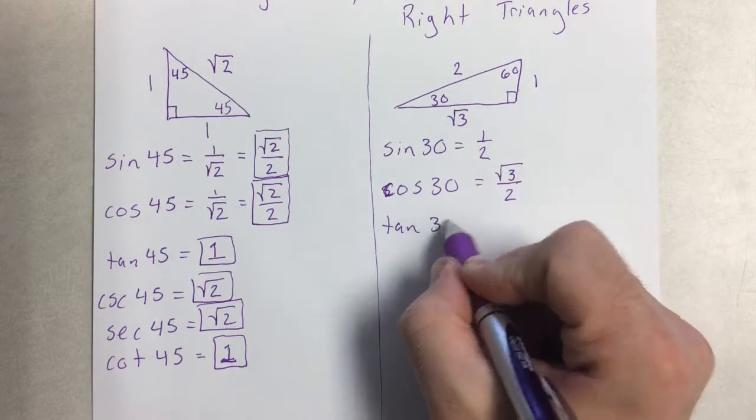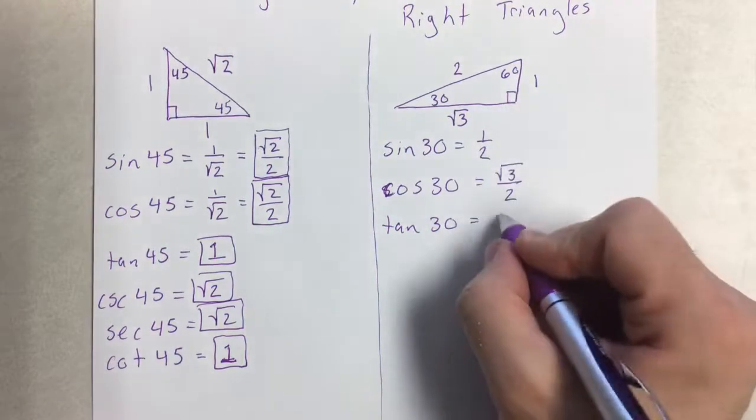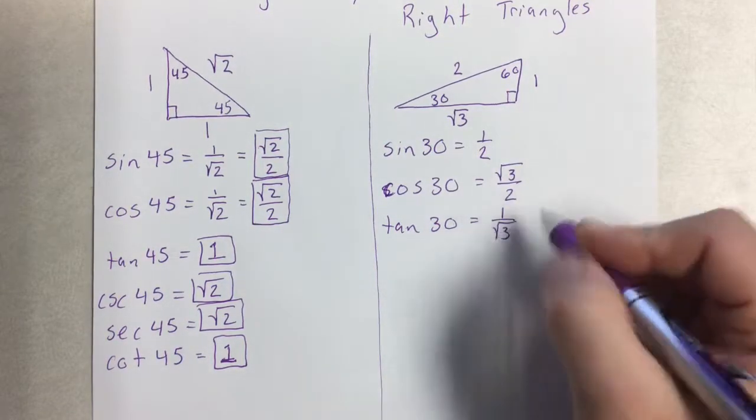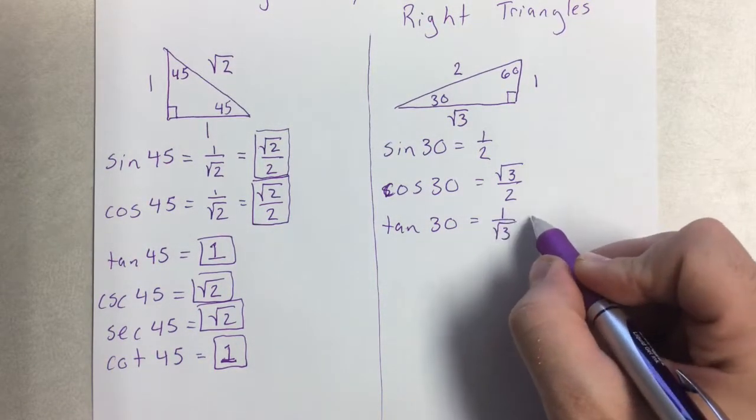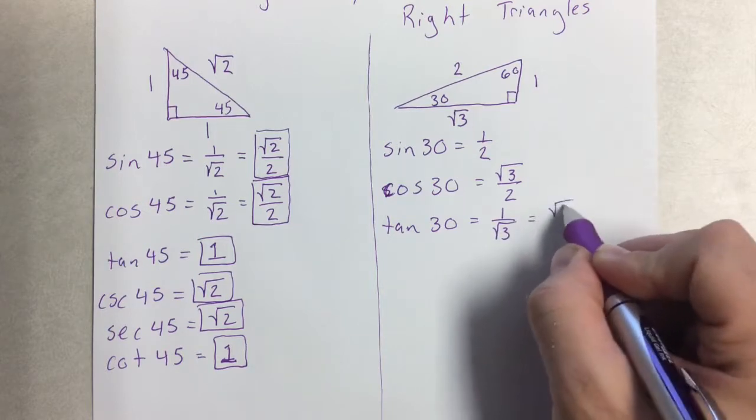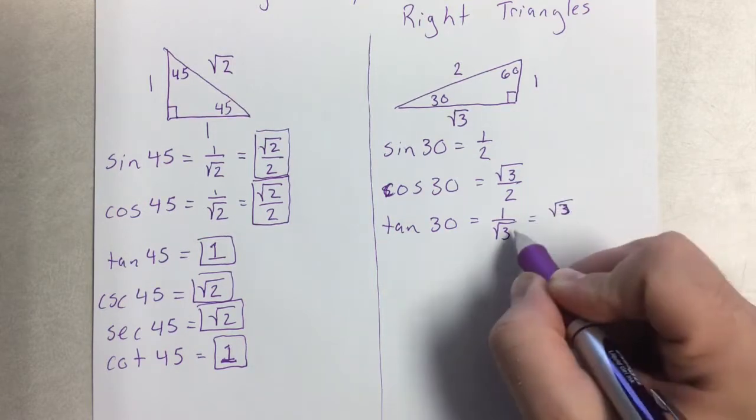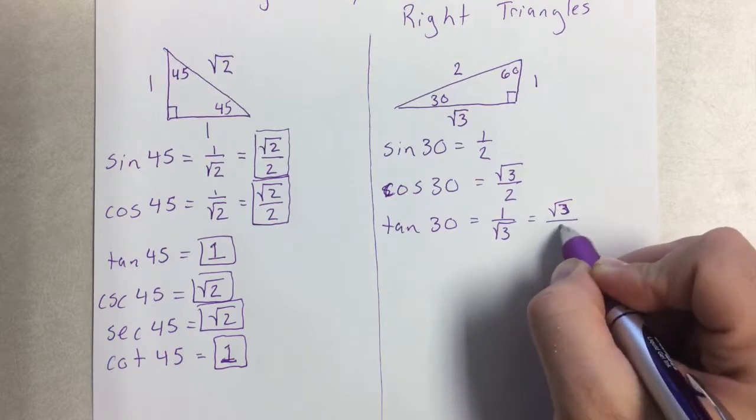And tangent of 30, opposite over adjacent. So I multiply the top by the square root of 3, get square root of 3 again, and I get square root of 9, or just 3.